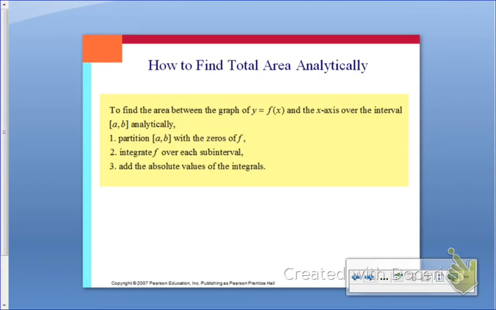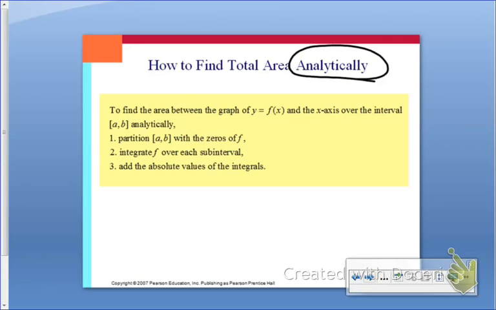All right. How to find total area analytically. This is what we're doing right now, basically, is finding the area analytically. And here's what we're looking at. I'll show you some examples of some problems you're going to solve for me on the board here, just to show you how this works in terms of figuring out our areas. To find the area between the graph and the x-axis over an interval from A to B. And here's what happens. Part of it's underneath, part of it's above.